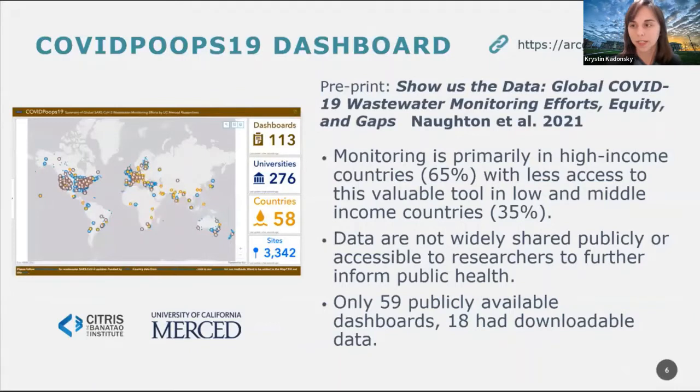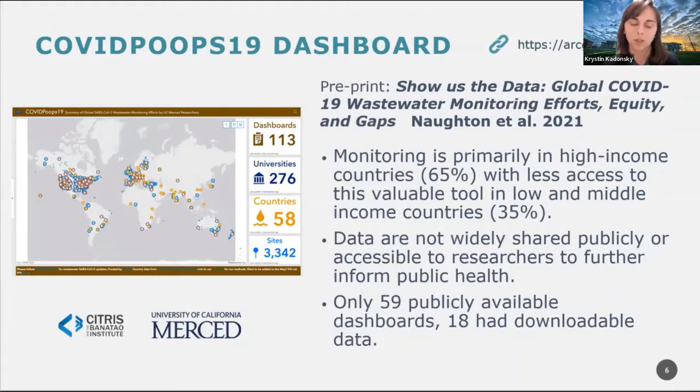So from collecting this data, and as you can see on the map, there are some areas where wastewater monitoring is missing or lacking. We found that primarily in high income countries, at 65%, wastewater monitoring is being implemented, and there's less access to it in low and middle income countries, at 35%. And data is also not widely shared publicly or accessible to researchers to further inform public health responses.